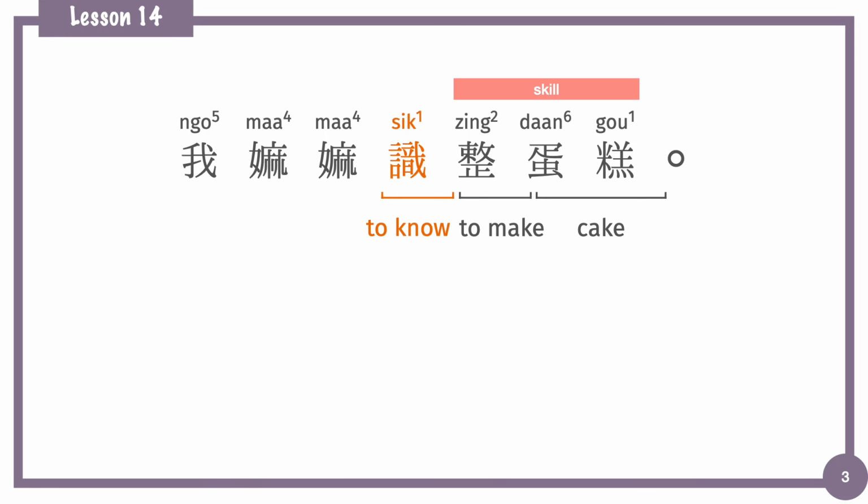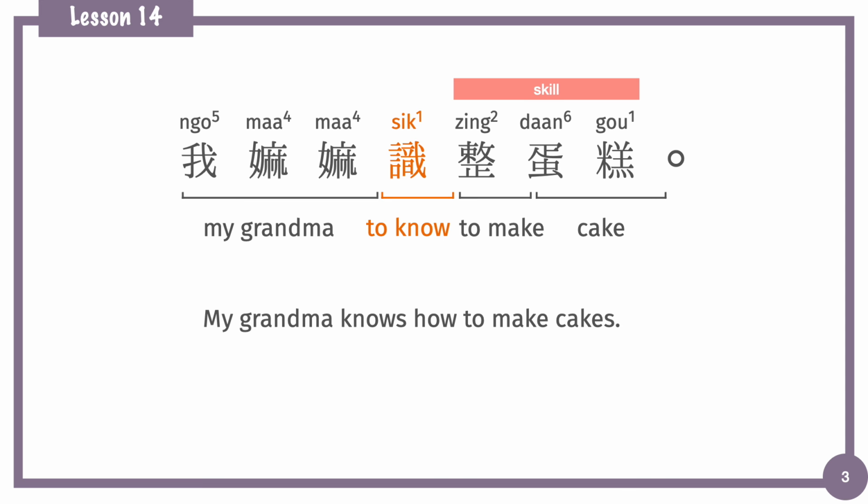Such as after 識 we add a skill 整蛋糕. 蛋糕 means cake. 整蛋糕 means to make cake. So 識整蛋糕 means I have the ability to make the cake. I can make the cake. Okay, in this sentence, 我嫲嫲 is the topic. 我嫲嫲 means grandma. So 我嫲嫲識整蛋糕 means my grandma knows how to make cake.